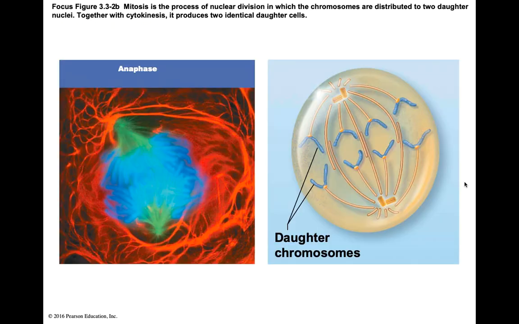All right. Here's what that looks like. So we have our own chromosomes now. We have these sister chromatids attached together. Now we're separating them. We're pulling them to the opposite poles. Why? Because that's where the new nuclei are about to form in telophase.